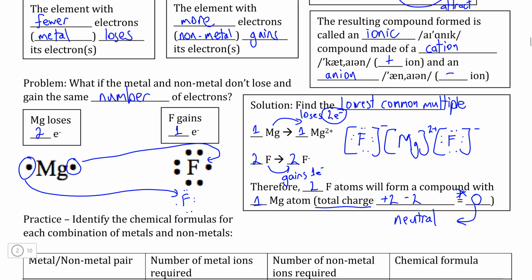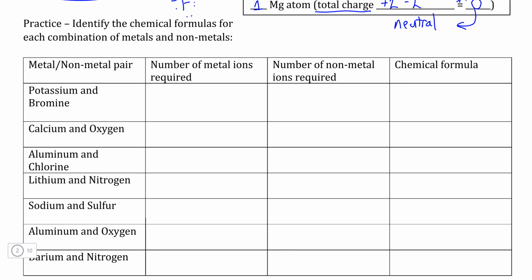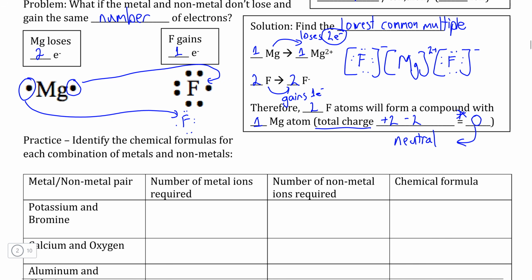And this is the general algorithm that we use in order to figure out how many metals and how many non-metals we need in order to construct a full ionic compound. To practice this, before you move on to the next video, see if you can firstly identify which element in each pair is going to lose electrons and which element in each pair is going to gain electrons, and therefore, based on that, see if you can figure out how many metal ions and how many non-metal ions are required in order to create a balanced neutral ionic compound like this.